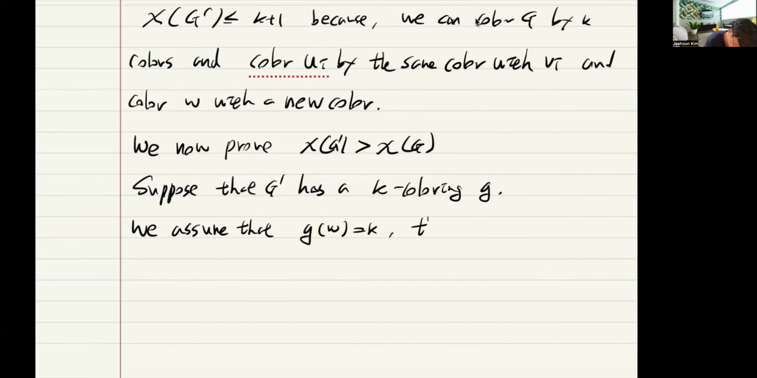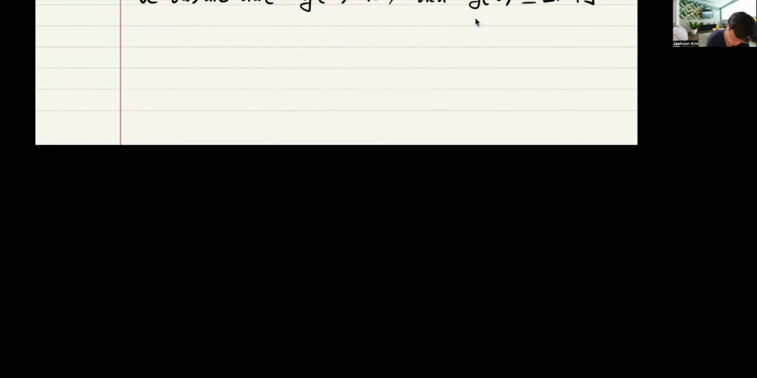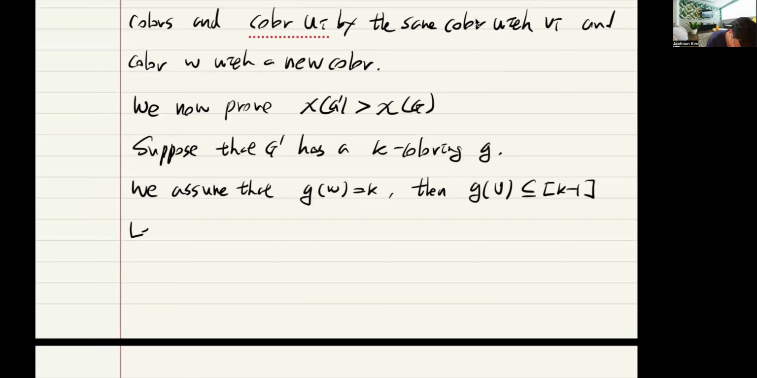And what do we have? Then every vertex U_i is a neighbor of W. So the vertices in U have colors from 1 to K minus 1. None of them is colored with K.